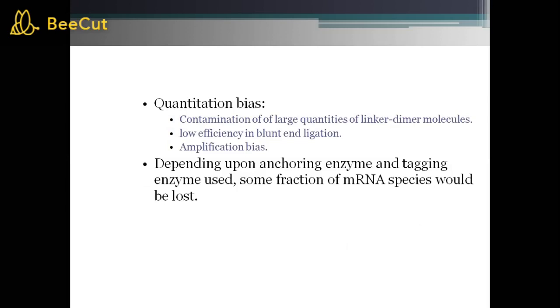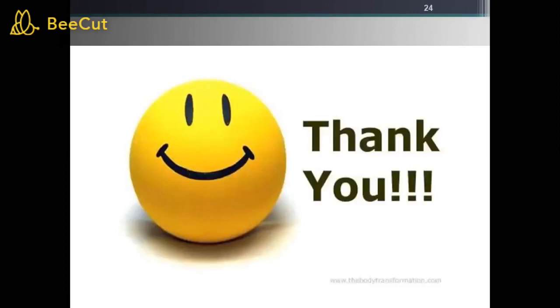Next, quantitation biases: contamination with large quantities of linker dimer molecules, then low efficiency. These are the quantitation biases. There is also some fraction of mRNA species that would be lost.